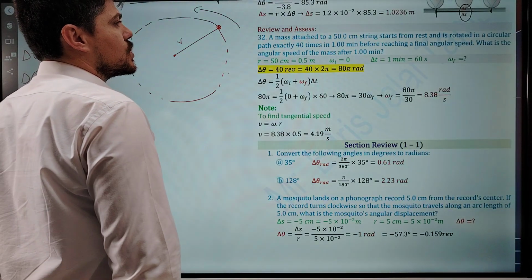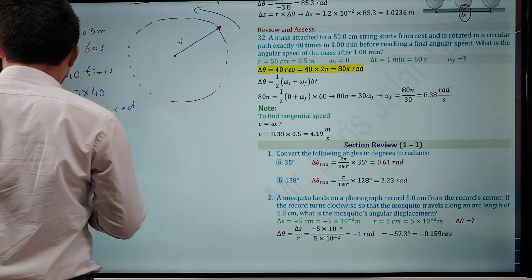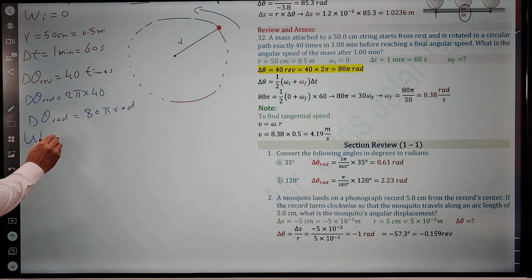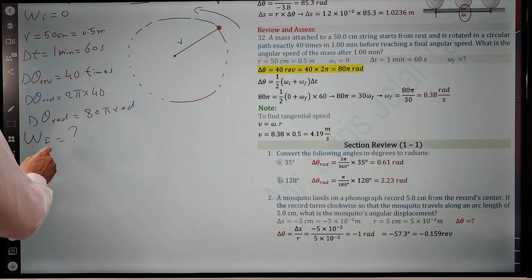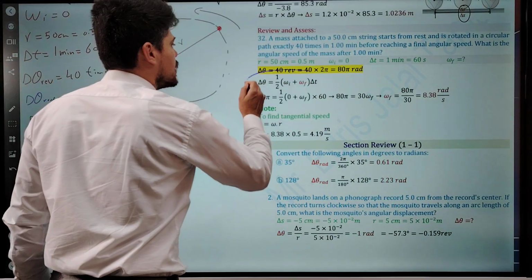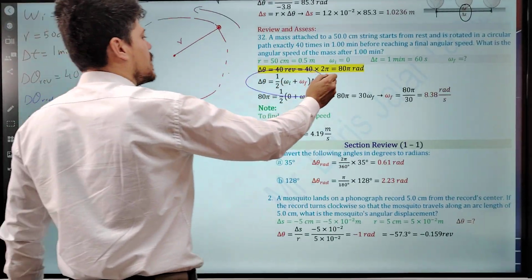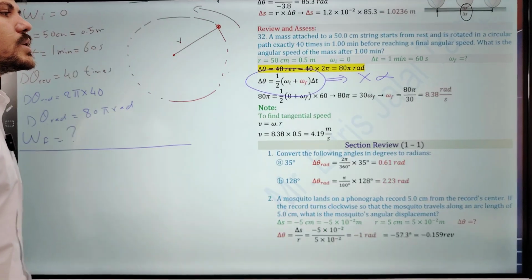What is the angular speed of the mass after 1 minute? Omega final is unknown in this question. Which equation can be used? Because we don't have angular acceleration, we have to use this equation. When can this equation be used? When angular acceleration is not given and not required to find it.